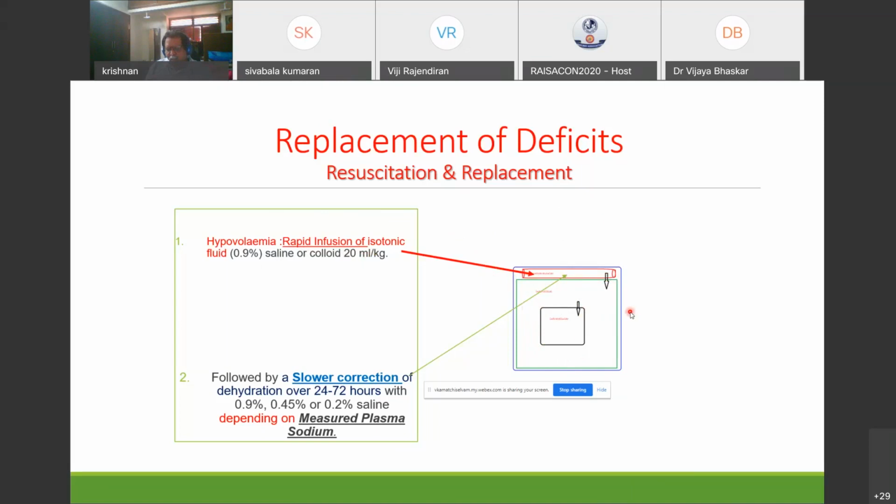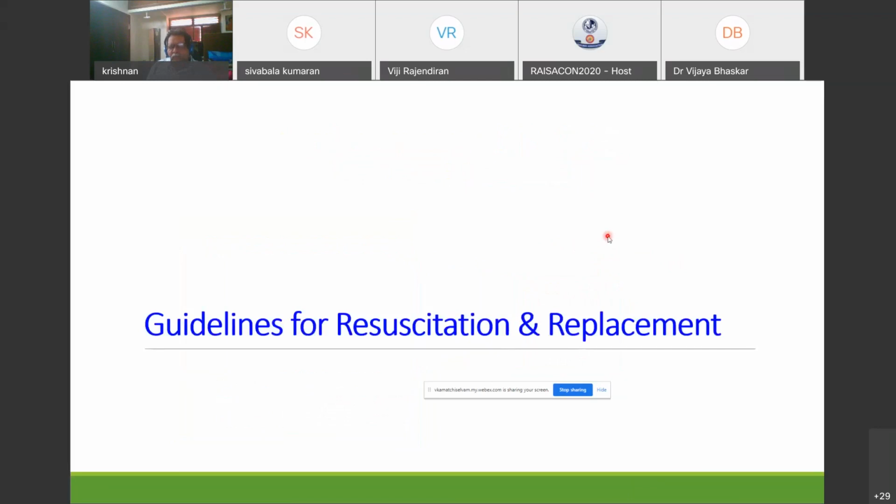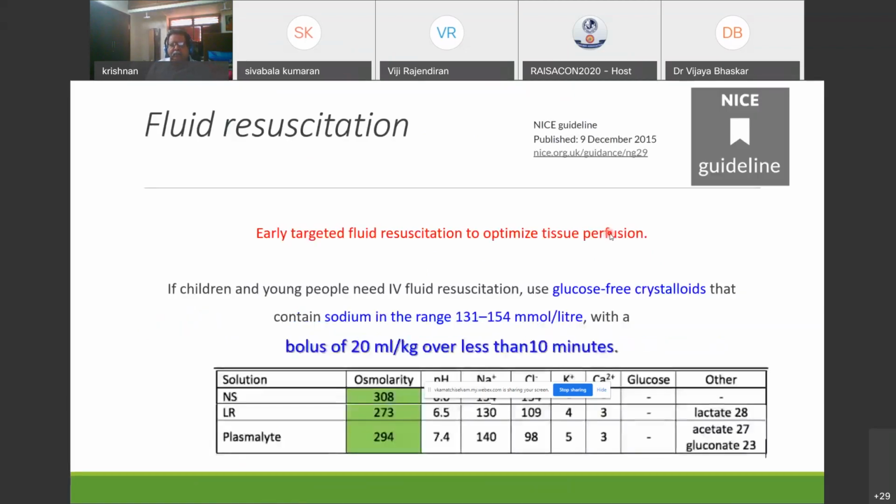So whenever you are called to see an intestinal obstruction patient in the preoperative ward, go and assess the baby. If the baby is in shock, that is hypotensive, decompensated shock, resuscitate first. Then you do all other corrections, slow correction of your electrolyte imbalance and all. We had guidelines for maintenance where they said losses should be treated with isotonic solution. Similarly, NICE has given guidelines for resuscitation and replacement.